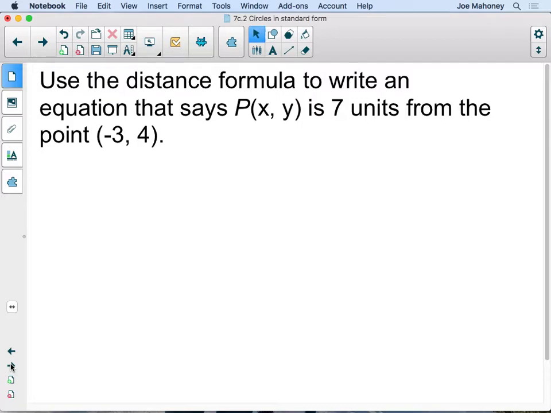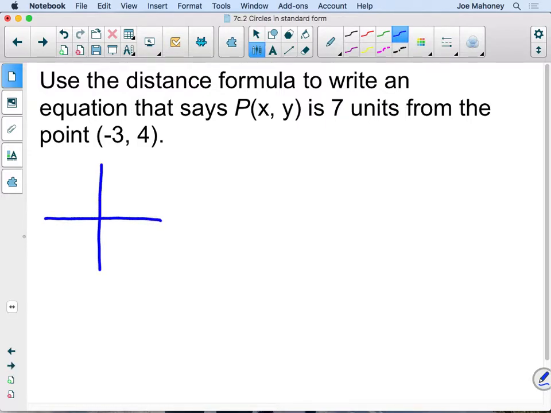Alrighty. So we're going to use the distance formula, and we're going to write an equation that says some point P is 7 units from the point -3, 4. So just maybe a sketch of what that's going to look like. Here's the point -3, 4. And I want to go 7 units away from that. Well, in what direction? I could go 7 units down, 7 units to the left, 7 units up, 7 units to the right, or over there, or down there. Do you see what we're making? Yeah, we're going to make a circle.